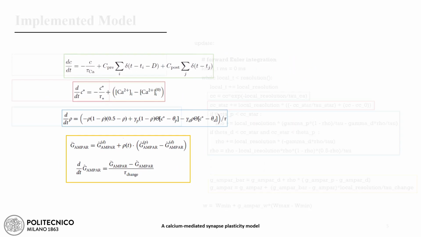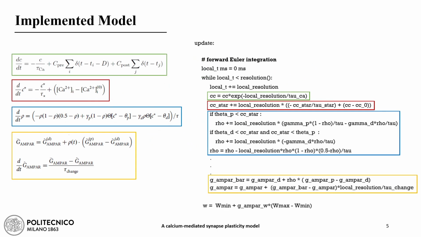We translated these equations in the NESTML language by using forward Euler integration, and finally updating the weight of the synapse basing only on the value of the conductance G AMPA.